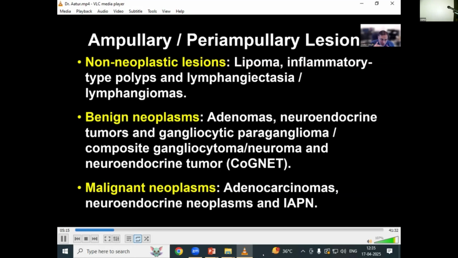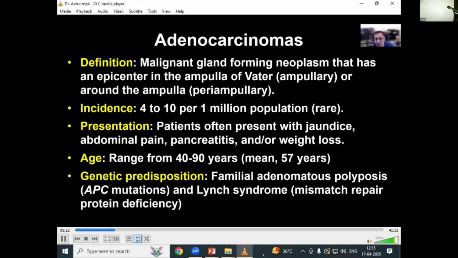Sometimes if you really look carefully at that IAPN, you will find an invasive component next to it. But as I mentioned at the beginning of my talk, I can't do all of these entities really justice in the time that I have. So it's probably best to truly focus on one entity well, and probably the most relevant are the adenocarcinomas that arise from this location, and really important from a pathology perspective to simply get it right.